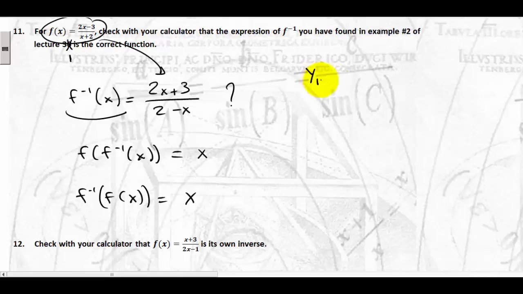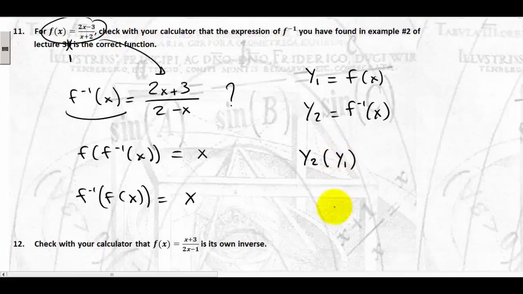Very easy. I'm going to plug f into y1. I'm going to plug f inverse into y2. And I'm going to do y2 of y1 of x, and also y1 of y2 of x. I'll enter that in y3 and this one in y4. I'm also going to show you how not to graph everything to see clearly what you're doing.